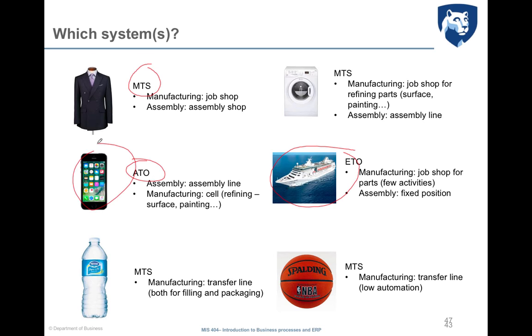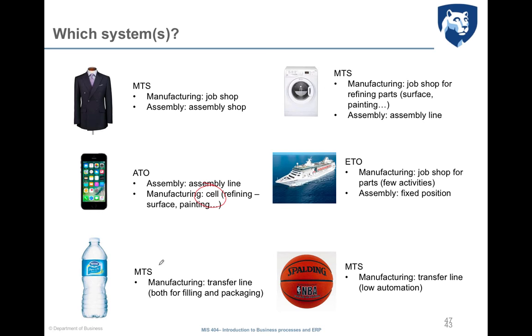Or again, if you consider phone manufacturing, of course, companies like Apple and Samsung don't manufacture anything. They just assemble components coming from different suppliers, and the assembly is organized in assembly lines. So different families of phones see dedicated assembly lines. Then once the product has been realized and assembled, there can be some manufacturing operations to be executed, like refining operations, surface treatment, painting, which are organized in cells, and so on.